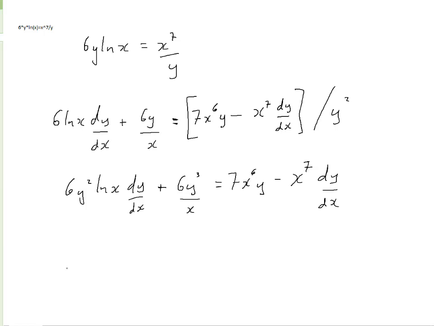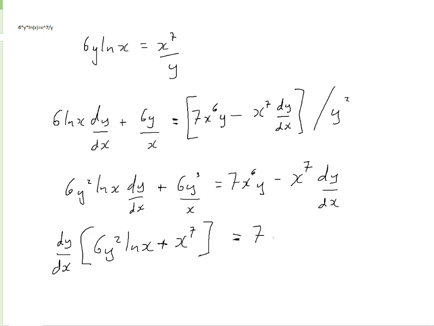So on this side I'm going to have, I don't want to try and fit it on the screen, so we'll have dy by dx times 6y squared log x. That's this part. And also dy by dx, when we add this on here, as this comes to this side, it'll be positive. So plus x to the power 7. So this gives you that expression. This times this gives you this expression on the left hand side. Then this, I'll take to this side by subtracting it.